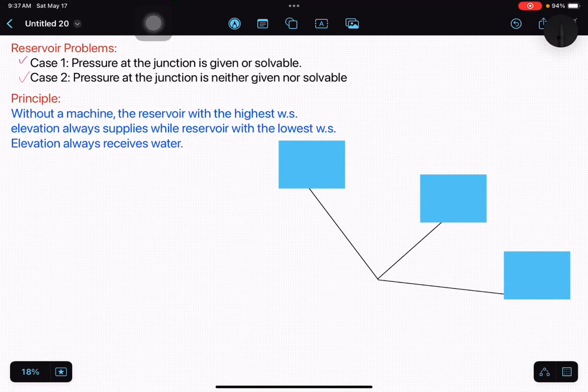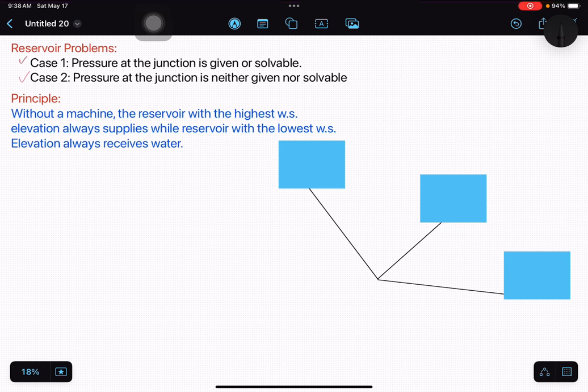Good morning. This will be our last topic for CV 111 hydraulics, and this is all about reservoir problems. So let's say, for example, meron tayong na-create na water system in which the reservoirs, marami sila, and they're going to supply a certain area.